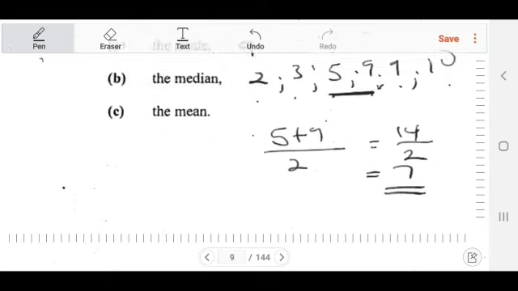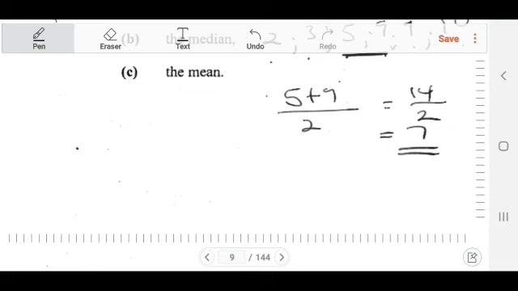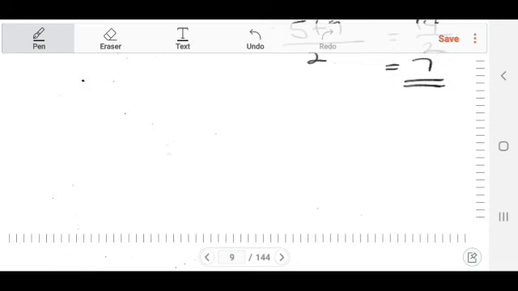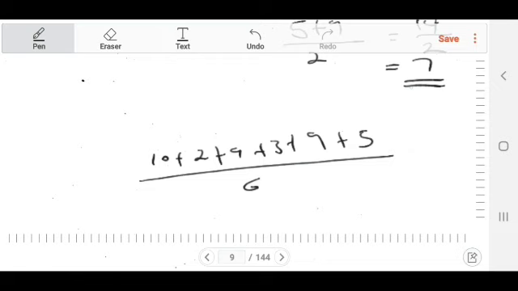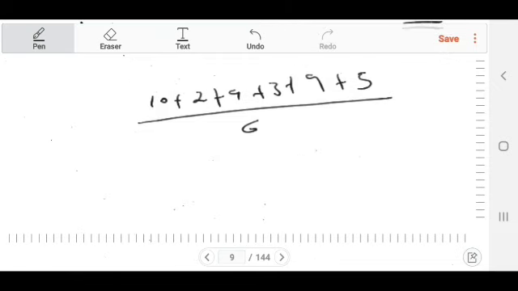Then the mean, just add all of them, then divide by 6. So let's add them. We've got 10 plus 2 plus 9 plus 3 plus 9 plus 5 over 6, which is going to be 38 over 6, which is equal to 6 and 1/3. So this is our mean.